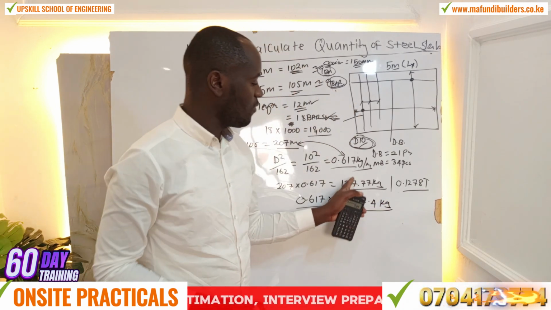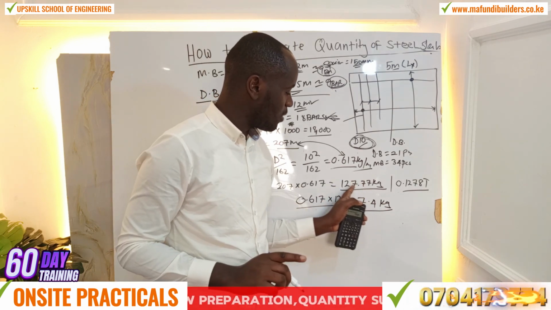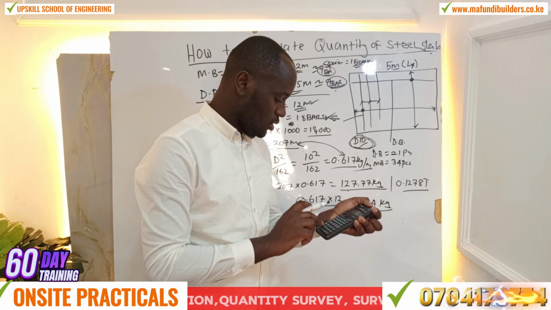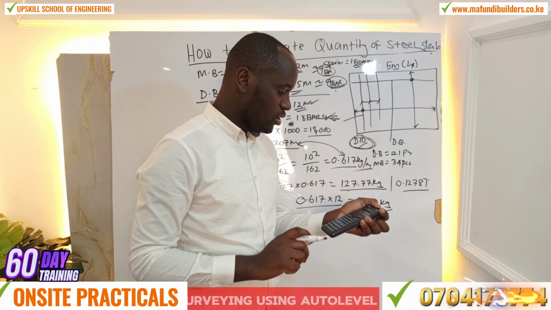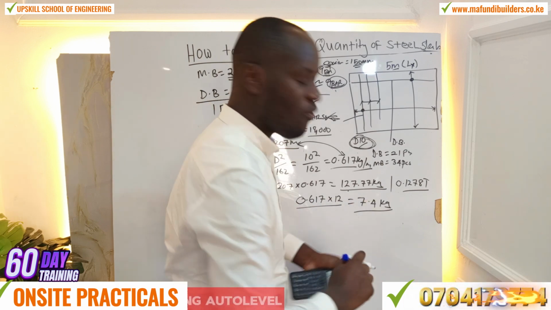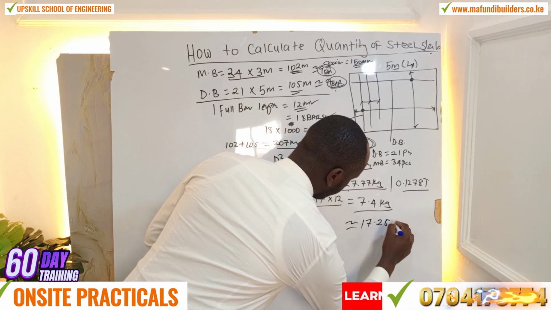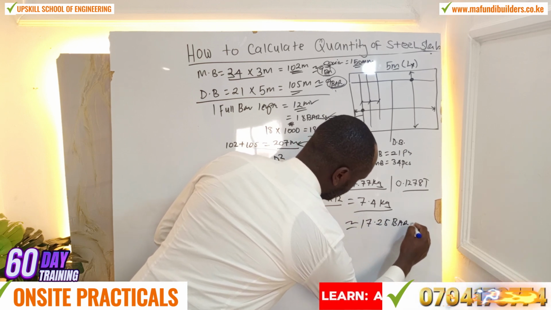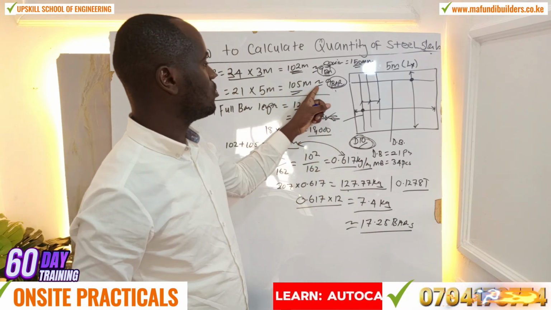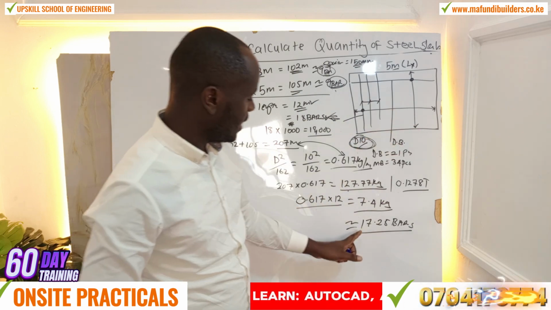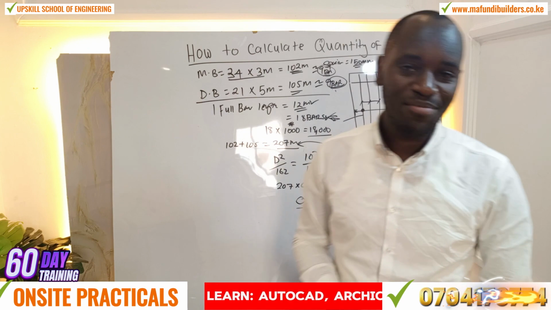So if one bar is 7.4 kg, what about 127? You're going to say 127.77 divided by this answer, and you're going to get 17.25 bars. You get that? So now you see this answer is close to this one, because what we did, we said approximately 18, and also here is 18. So that's how you calculate the quantity of steel for your slab calculation, guys.